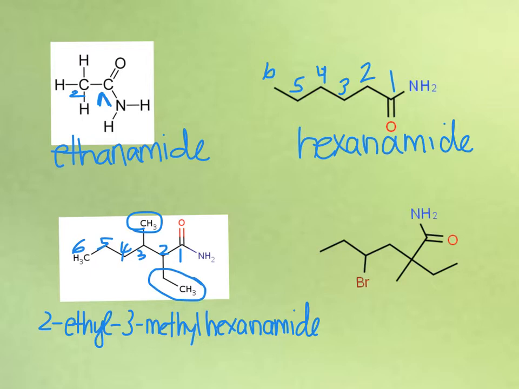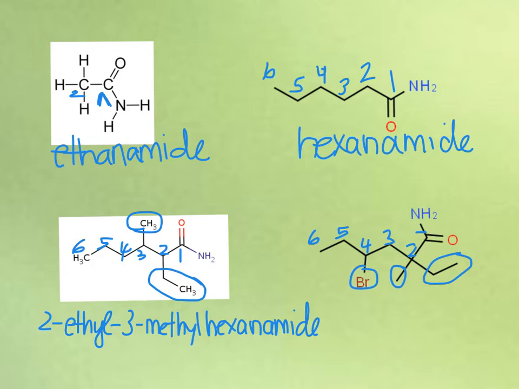Okay, and our last one has more branching. We're going to start numbering here, 1, 2, 3, 4, 5, and 6. So again, it's another hex. We have a branch here on the number 2, and we have another branch on number 2, and a bromine on number 4. So I'm going to do my name above this one. We're going to alphabetize those. So we got a bromo, a methyl, and an ethyl.